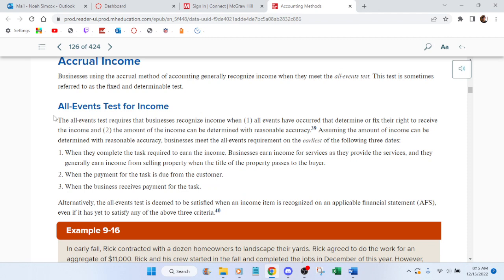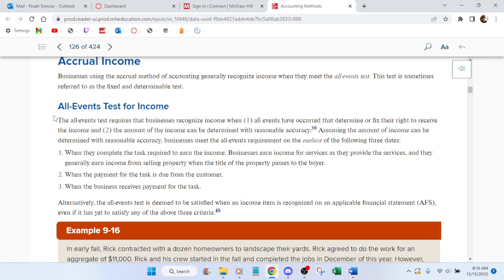So, the all events test requires that businesses recognize income when all events have occurred that determine or fix their right to receive the income, and the amount of income can be determined with reasonable accuracy. Assuming the amount of income can be determined with reasonable accuracy, businesses meet the all events requirement on the earliest of the following 3 dates.